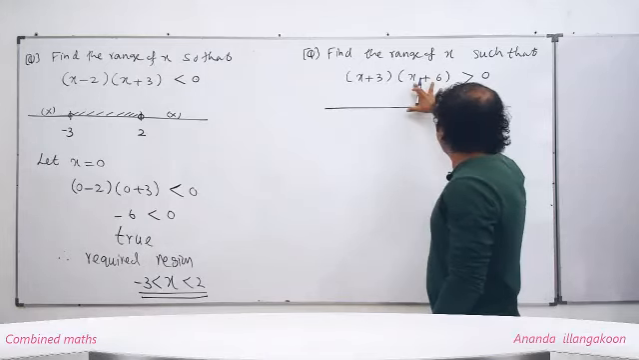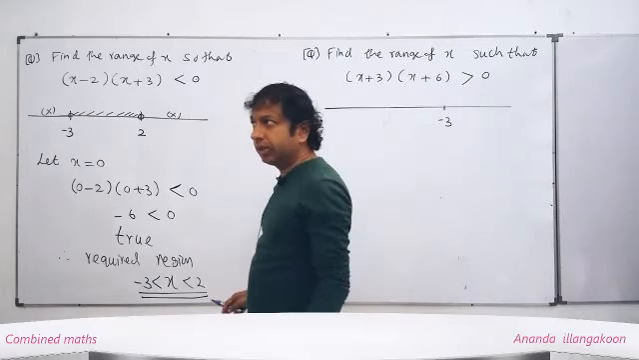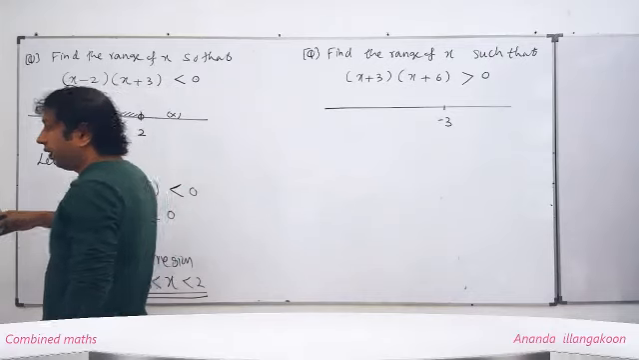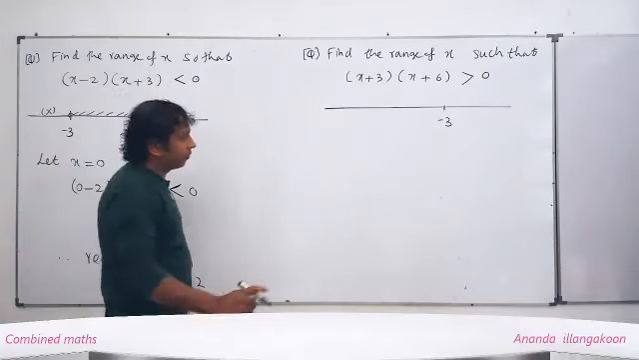Here, equate this x plus 6 to 0. But you get x is 0 minus 6. That is minus 6.